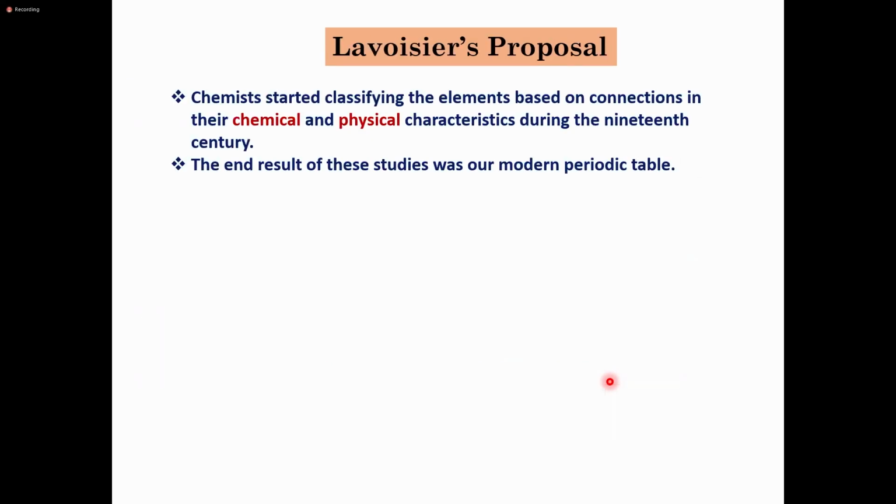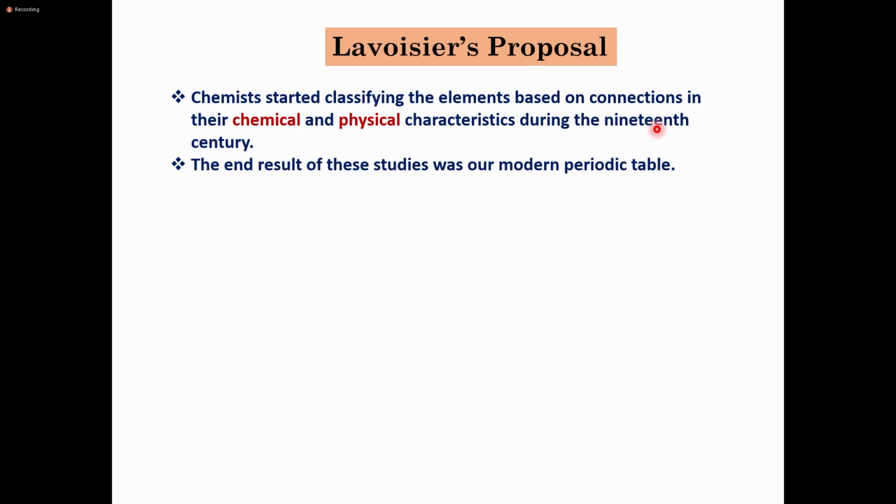So first the proposals came from Lavoisier. First of all, they started the classification of the elements based on their properties. This was in the 1790s. At that time there was no possibility of checking reactivity, so to study a metal we could only see the physical properties. First of all, we can see the physical property.